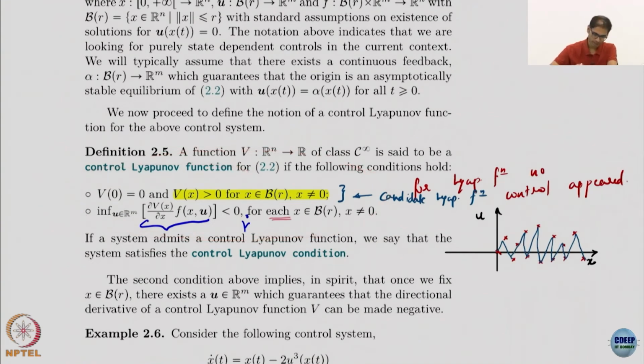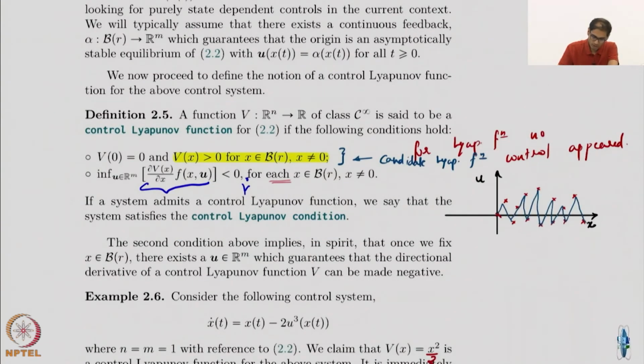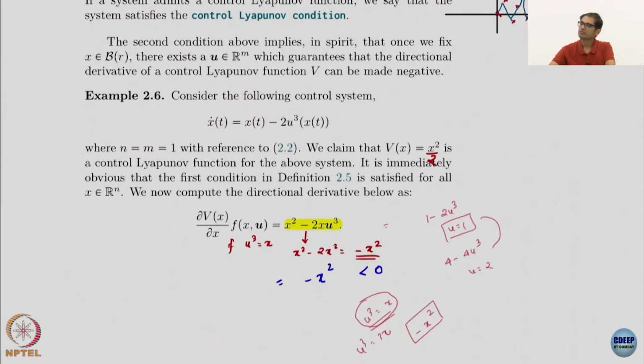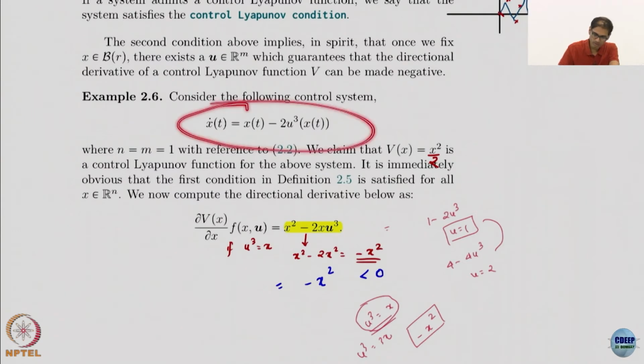Okay, all right. So this is what a control Lyapunov function is, a function which is a candidate Lyapunov function and gives V dot negative if you take the infimum over the u. All right, great. Example. Okay, this is the system, a concocted, cooked up system. Don't worry about it. Enough for us to understand what's going on.